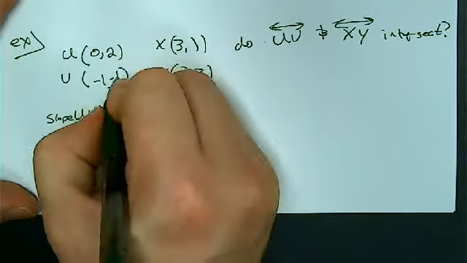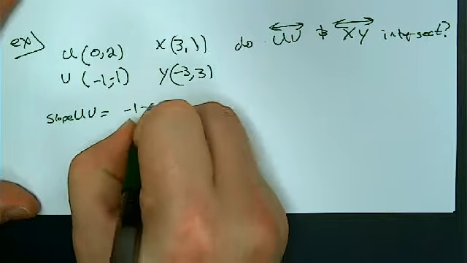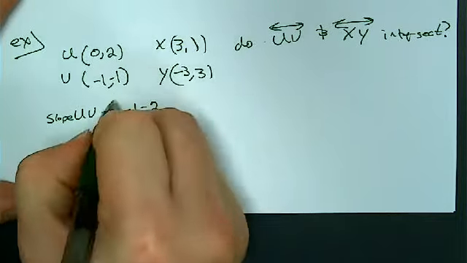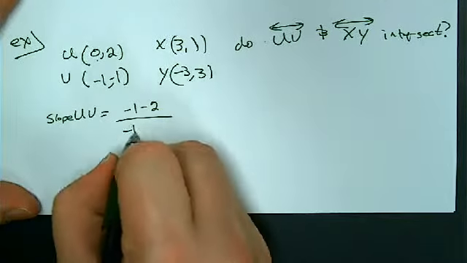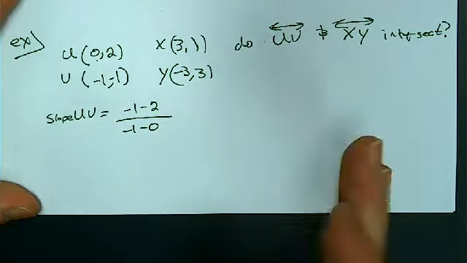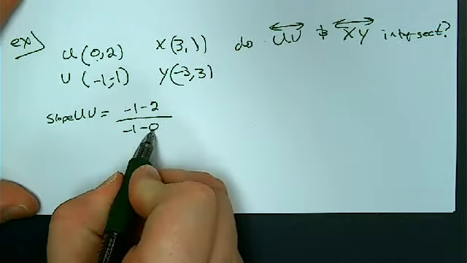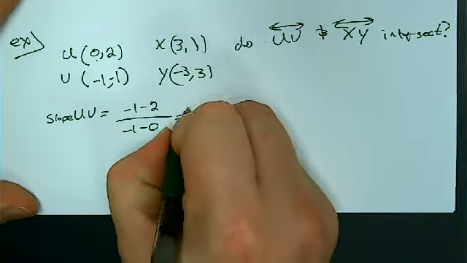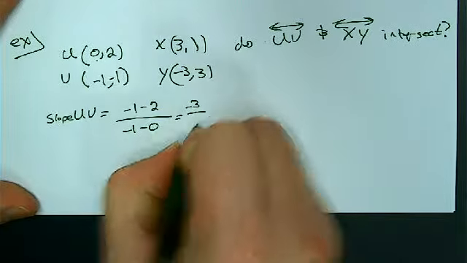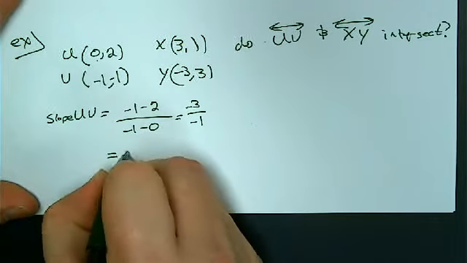So it's a change in Y, it's -1 minus 2, divided by the change in X, -1 minus 0. Does it matter what order I do them in? No, as long as I'm consistent. So I can also do 2 minus -1 and 0 minus -1. I'll get the same answer. So -3 over -1, which is a +3.